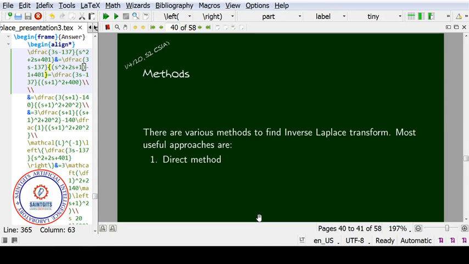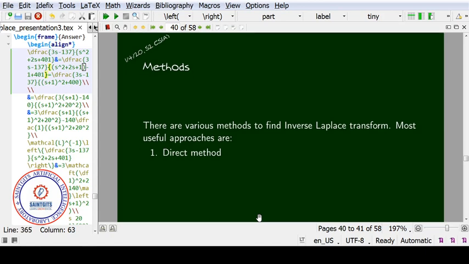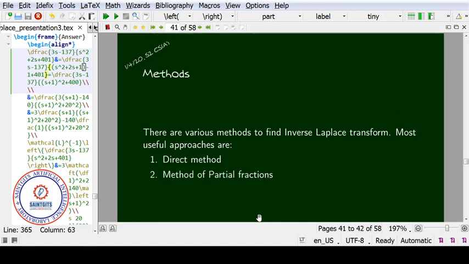Then different methods to find inverse Laplace transform. The most popular and useful approaches are, first one is direct method. That means we make use of the direct results that we have seen in the last two slides. Then method of partial fraction. This method is familiar to you during your plus 2 classes, because we have used partial fraction to calculate integration.